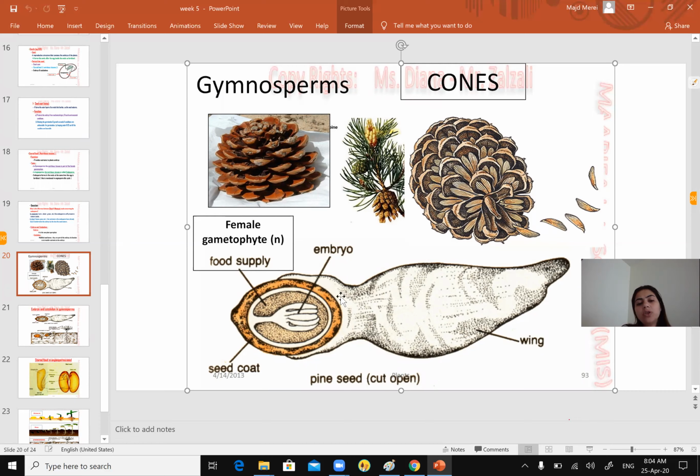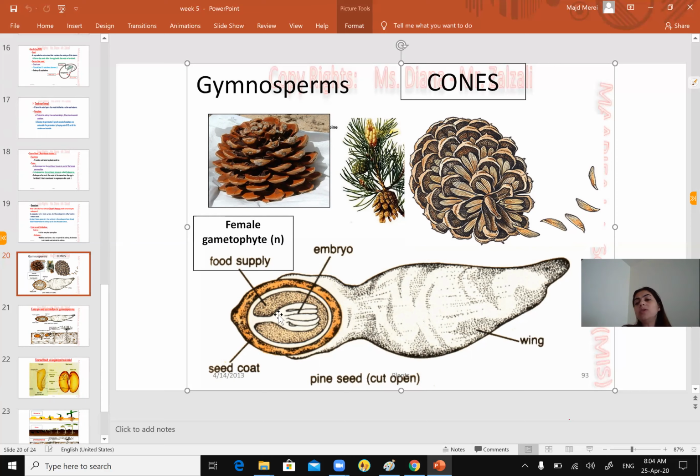The outermost part here is the seed coat. What is this part here? The embryo. So it's similar to seeds in angiosperms, where there are three parts. The outer one, the seed coat. This one here is the embryo, okay? So what about the third part?